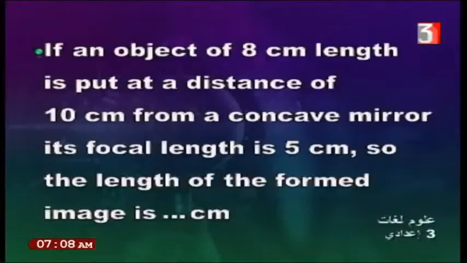From a concave mirror, its focal length is 5 centimeters. So the length of the formed image is equal to 8 centimeters, because the image equals the length of the object when the object stands at a distance equal to what? Equal to double the focal length. When the focal length is 5 centimeters and the radius of this mirror equals 10 centimeters, the image formed equals the object, 8 centimeters.